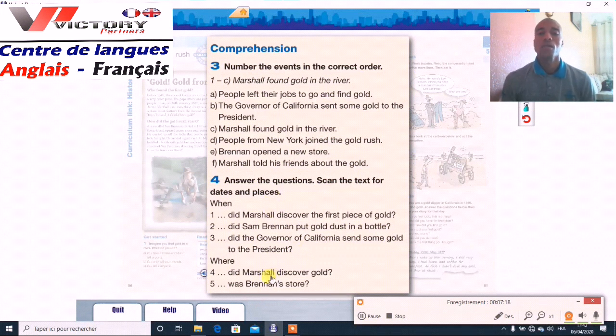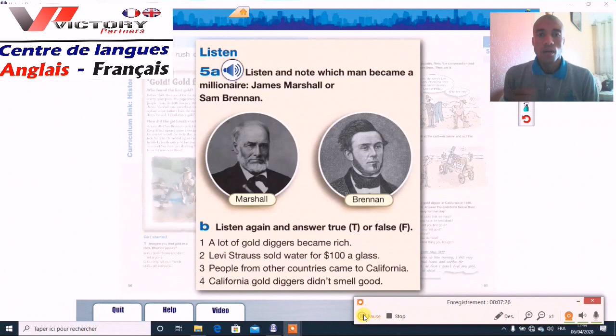So that's it. I think this exercise is not that difficult, right? As you are going just to scan the text. So after this, we move to 5A. It's about listening, and the question says, listen and note which man became a millionaire, James Marshall or Sam Bernard, right? Of course, right here we are going to listen, right? To listen, and then you will say whether it's true or false.